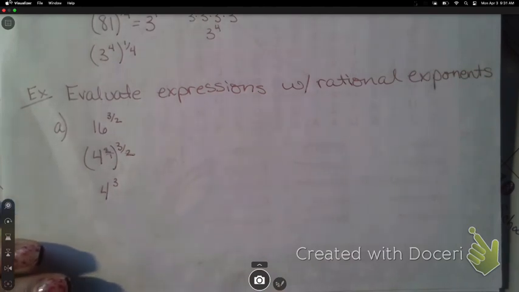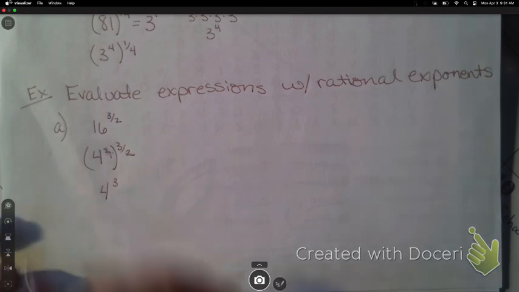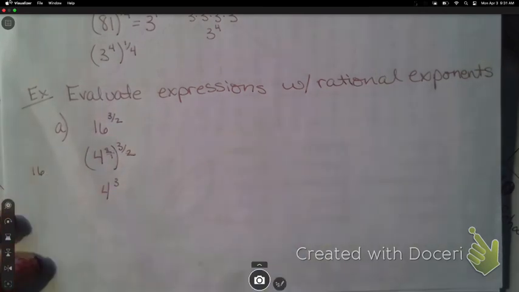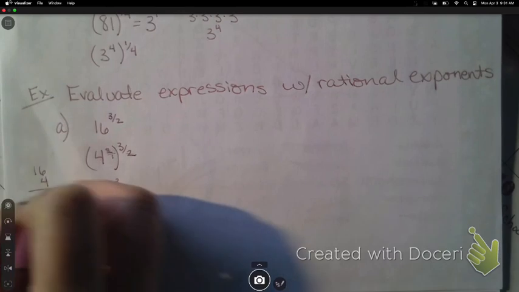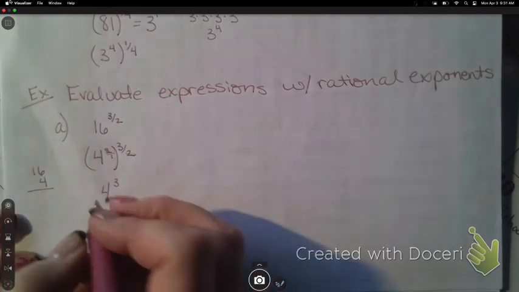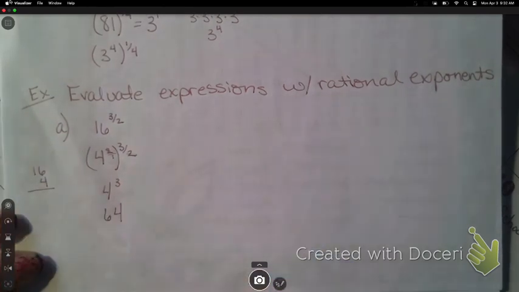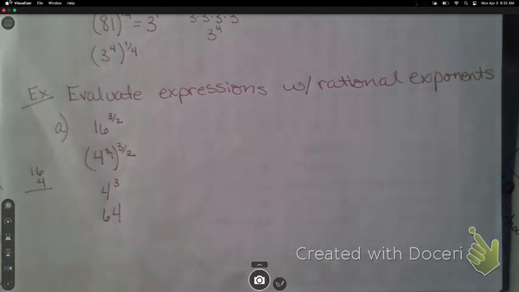Well, 4 squared is 16. 4 cubed is 64. Take a guess. Come on.